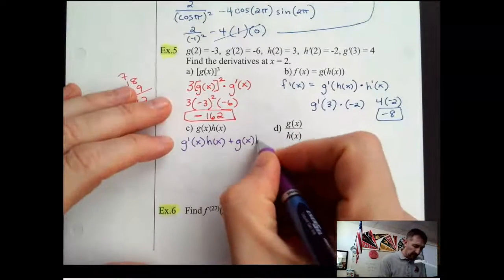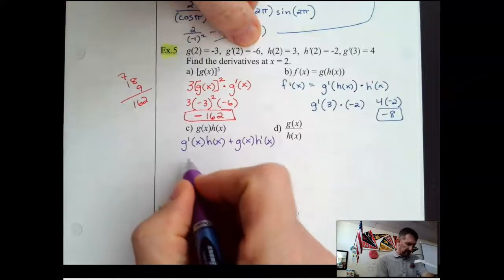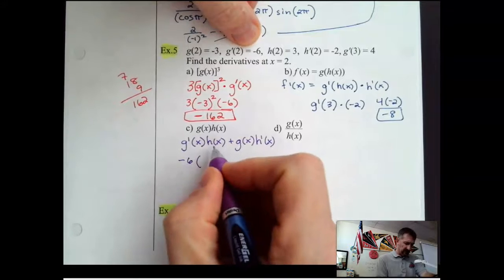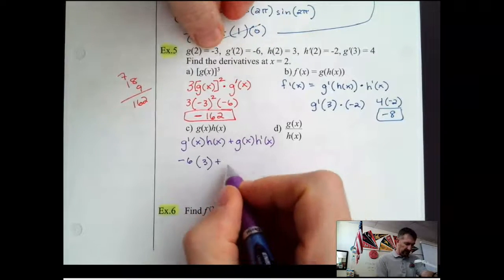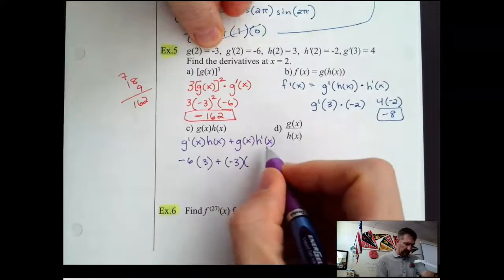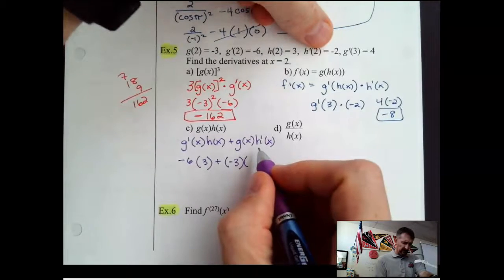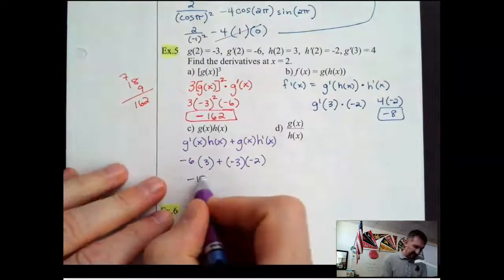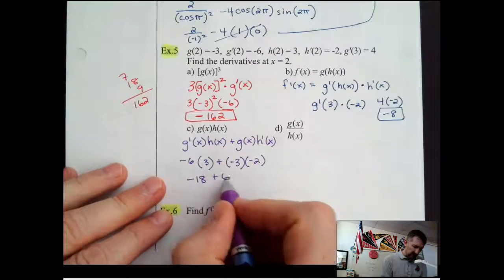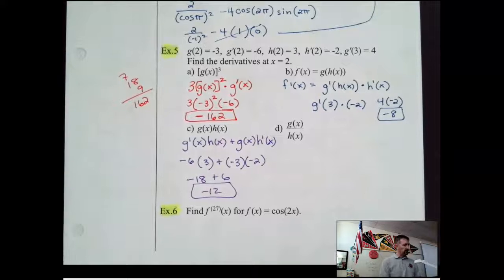So anyway, h prime of x. So g prime of 2 is negative 6. h of 2 is 3. g of 2 is negative 3. And h prime of 2, I don't know if these are all of 2. h prime of 2 is negative 2. So that's going to be negative 18, and that's going to be plus 6, and that's minus 12. All right?